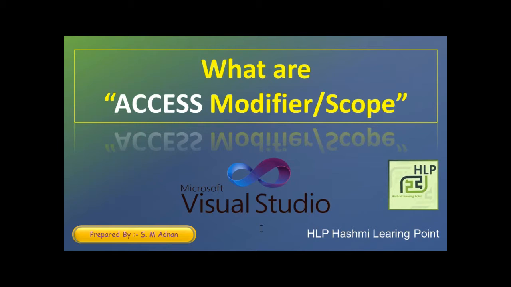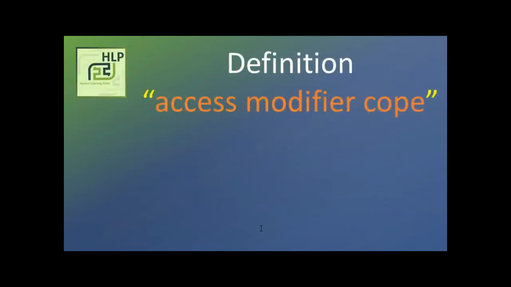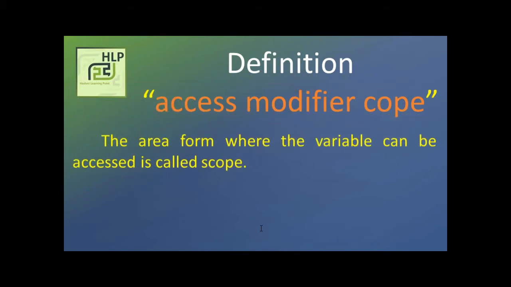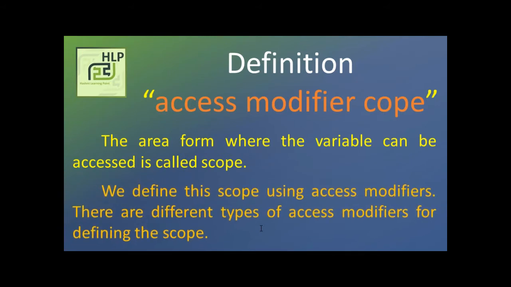Today we will discuss the access modifier scope. Now let us start to see what the access modifier scope used in VB.NET is. Now see the definition of this topic. The area from where the variable can be accessed is known as scope, and we define this scope using access modifier. There are different types of access modifier for defining the scope.